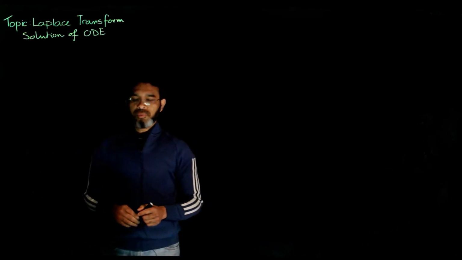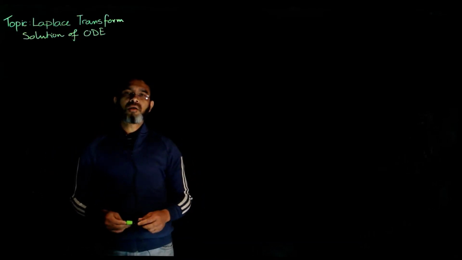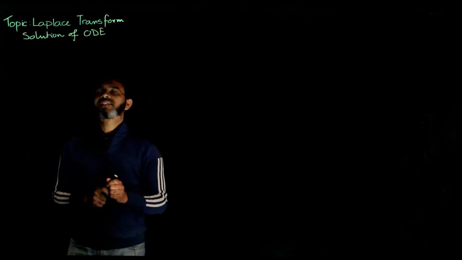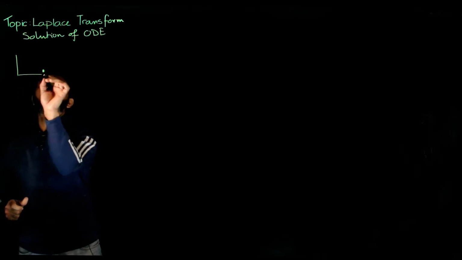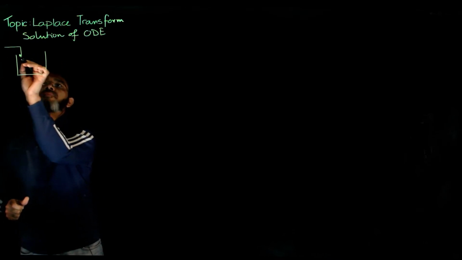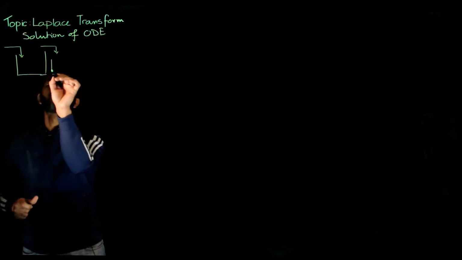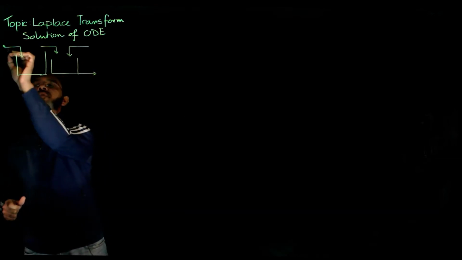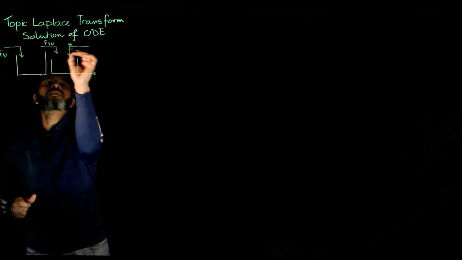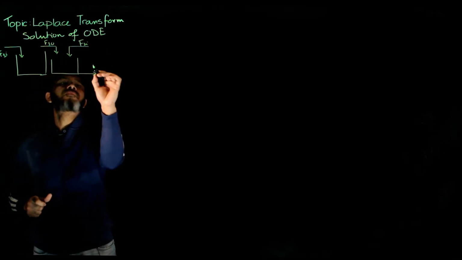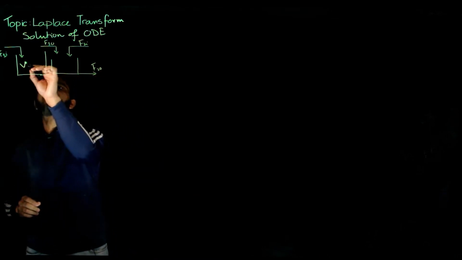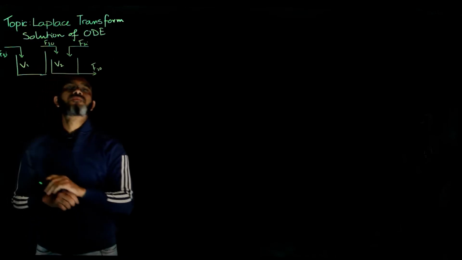In this section, we continue the solution of linear ODE differential equations using Laplace transformation. We take the example of this chlorination problem, where there are two streams, F1 in, F1 out, F2 in, F2 out. And we had this V1 and V2.